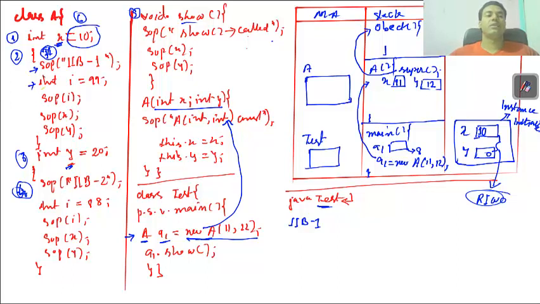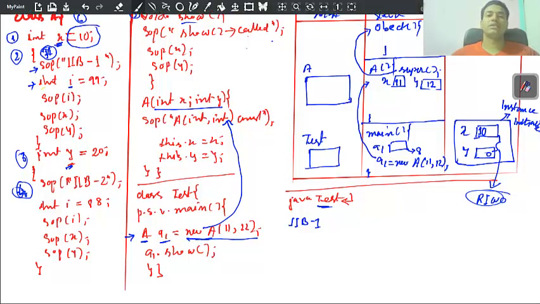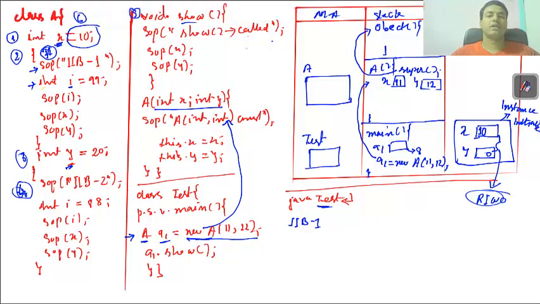When it is executing the instance block, a local variable int i is there. So the local variable of that instance block should be allocated in the corresponding stack frame, and it gives the value 99. Now control is at this point and it is printing 99.